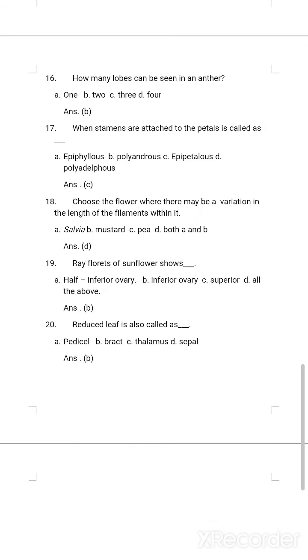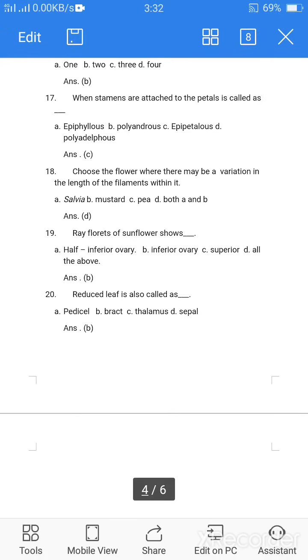Understood? Now moving to the 18th question. Choose the flower where there may be a variation in the length of the filaments within it. Let us see the options. Option A, salvia, B, mustard, C, pea, and option D, both A and B.